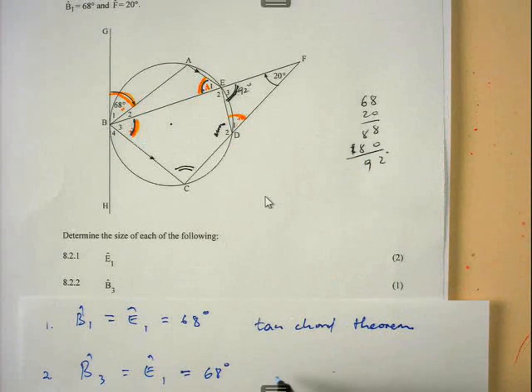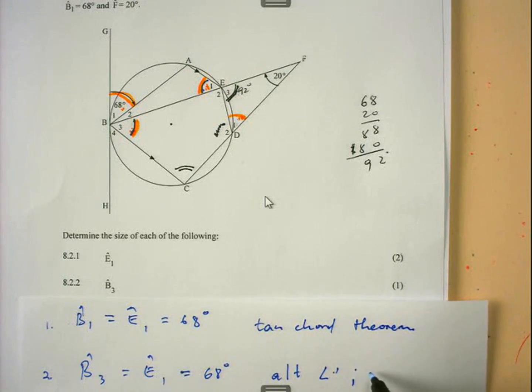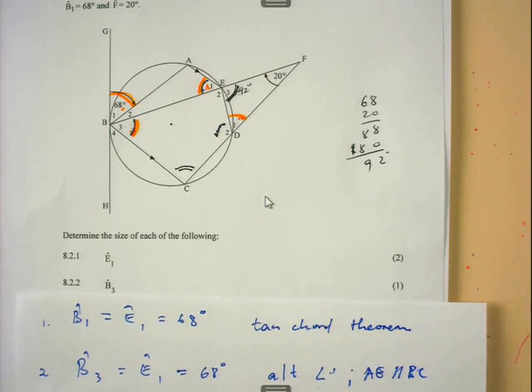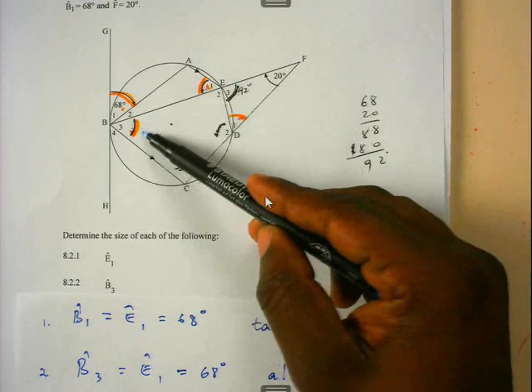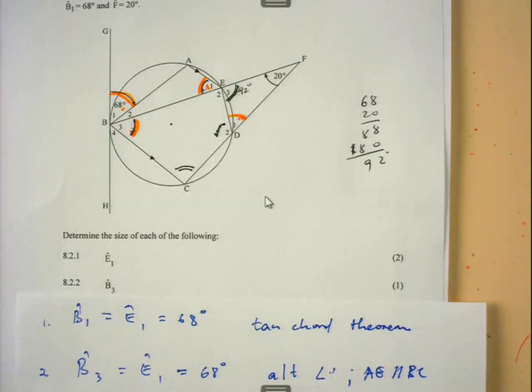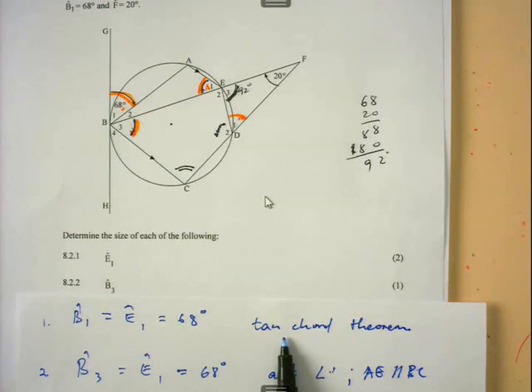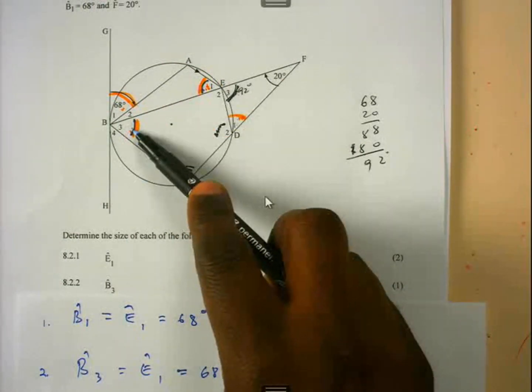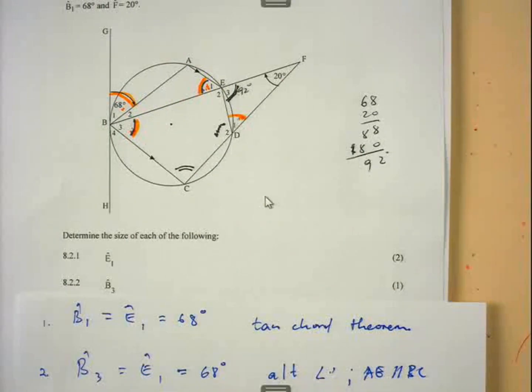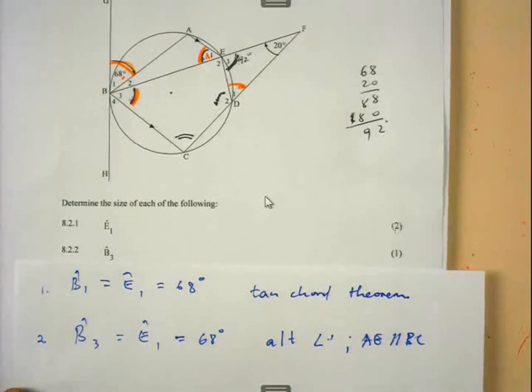Do you remember that? We write the reason there: alternating angles. Why are they alternating angles? Because the side AE is parallel to the line segment, I think BC. There it is. You see how we now write our reasons? And it becomes easy because the colors are there. Look at the colors. They tell us that 68 degrees is the tan-chord theorem, and 68 degrees, they are alternating angles. Can you see that? Right, we continue.